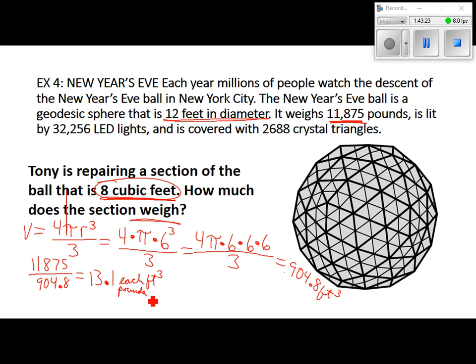Well, they didn't ask us about each cubic foot. They want to know about 8 cubic feet. So all we're going to do is take that 13.1 and times it by 8. So 13.1 times 8, and that gives me about 104.8. And our answer is in pounds. So an 8 cubic foot section is going to weigh about 104.8 pounds.